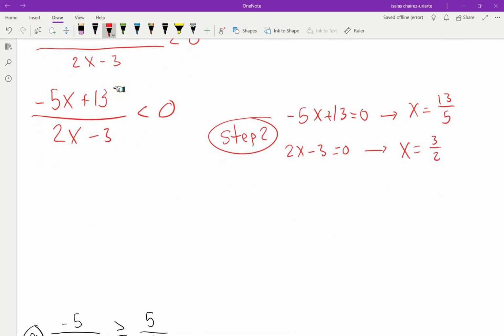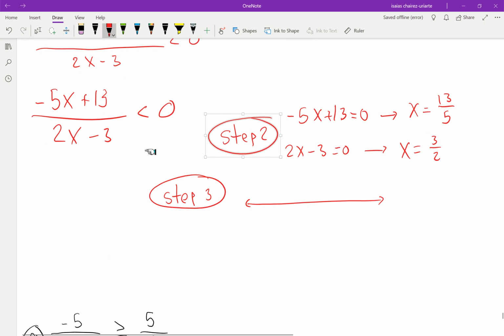So step 3. I'm going to put these values that I found in step 2 on a number line. And right now, think about the type of inequality that we're dealing with. It's a strict inequality, so everything's going to have parentheses. The values that we have in the denominator always have parentheses. Because of the strict inequality, we're going to have parentheses. So everything deals with parentheses in this problem. So 3/2 is a little bit smaller than 13/5. So 3/2 is to the left. And this is an open circle. Both of them are open circles.